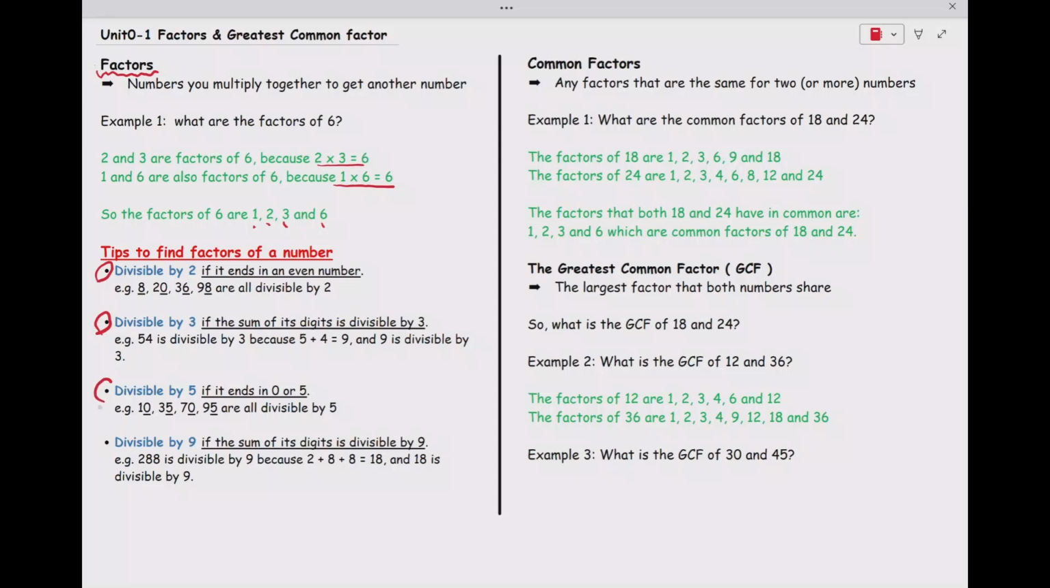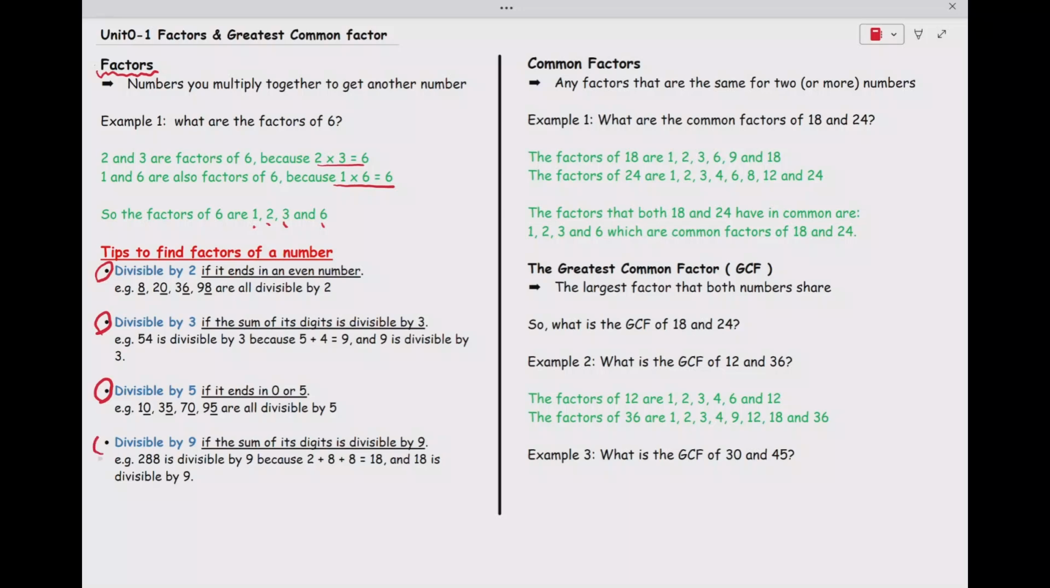Number 3 trick. A number divisible by 5. A number is divisible by 5 if it ends in 0 or 5. For example, 10, 35, 70, and 95 are all divisible by 5 because they end in either 0 or 5. So, 5 is always a factor for numbers ending with 0 or 5.